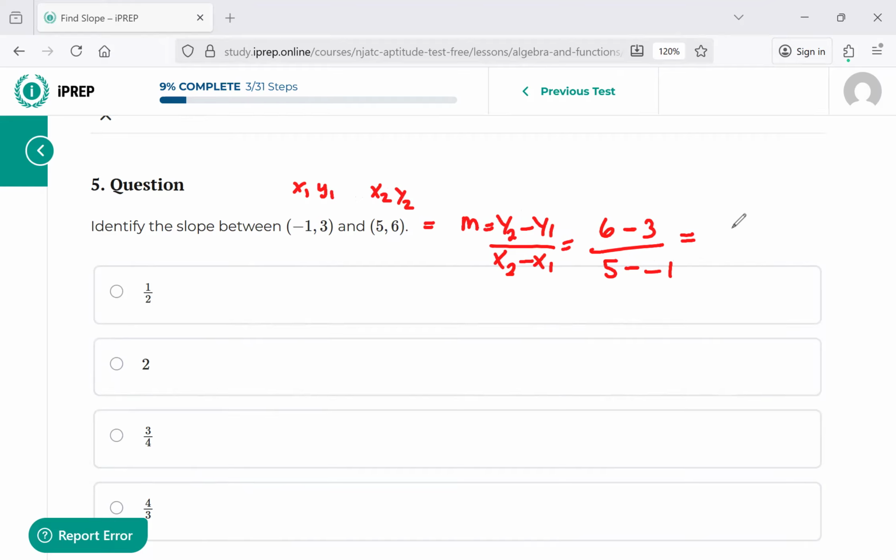So 6 minus 3 is 3. And then over here, 2 negatives become a positive, so that's 6. This could be reduced, because you want it in the most simplified form. It looks like they both can be reduced by 3. So this is going to be 1 over 6 divided by 3, which is 2. Okay, so my slope is 1/2.